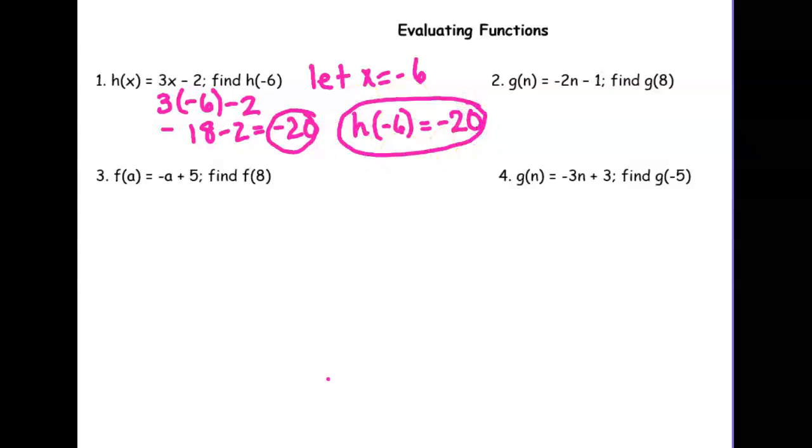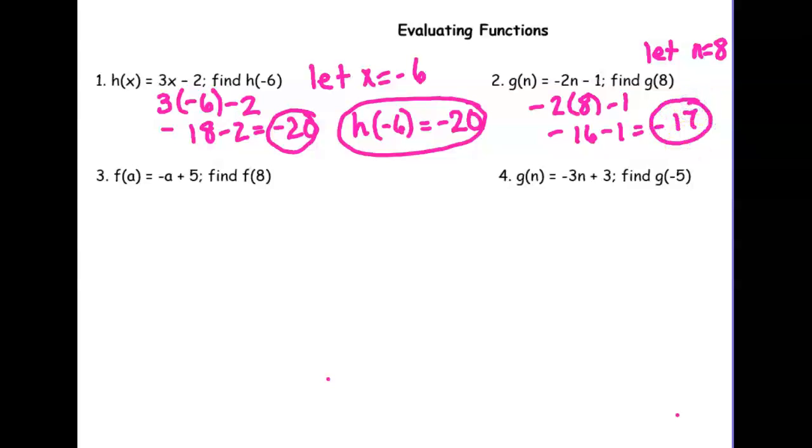We do that for each one of these examples. So now we've got a function that's g of n, so we're finding g of 8. That means we're just going to let our n be equal to 8, and we plug it in. Negative 2 times 8 minus 1. We've got negative 16 minus 1 is negative 17. So I'm going to just list it like that. Again, I could say g of 8 is equal to negative 17.